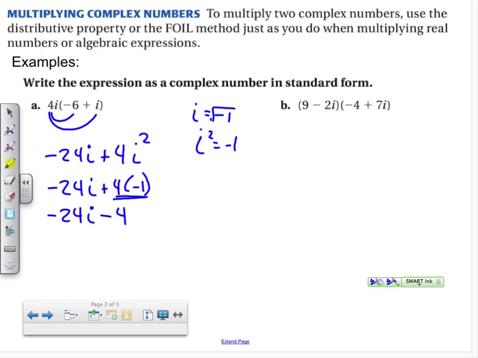Now it says standard form, and in standard form, the real component comes first. So I'm going to put that negative 4 out front. So my final answer here is negative 4 minus 24i.